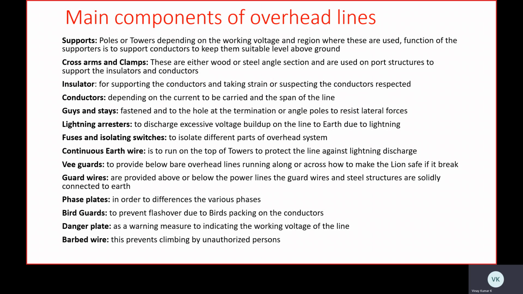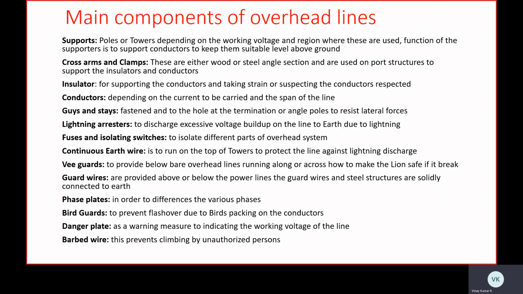The next thing is guys and stays. These guys and stays are mainly used for giving mechanical strength to our conductors and supporting poles and structures. They are fastened to the hole at the termination and at angle poles to resist the lateral forces. Mainly guys and stays are used for mechanical strength at terminations, giving resistance to lateral forces or to fasten the structures. So for these purposes, we use guys and stays.